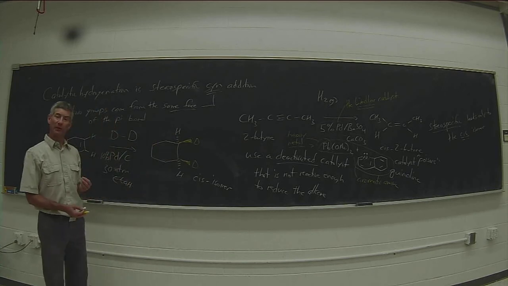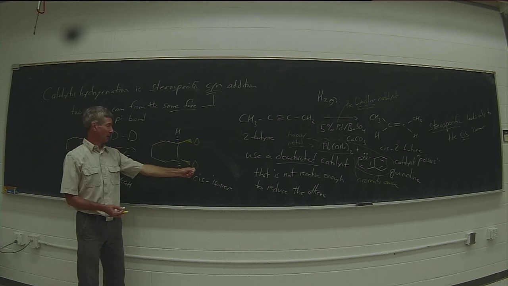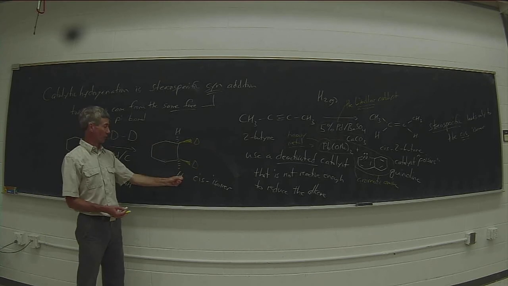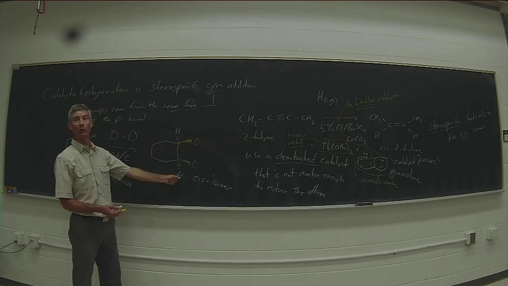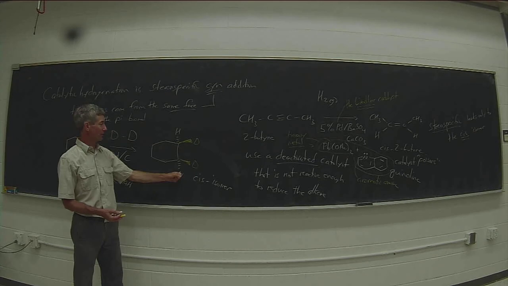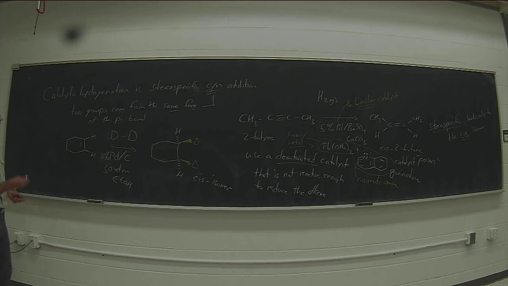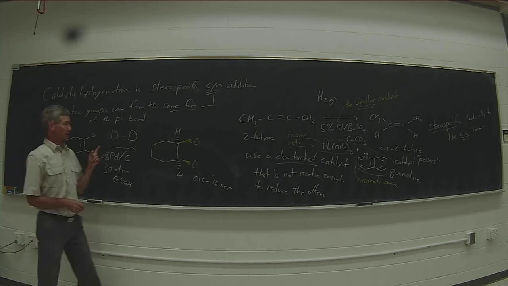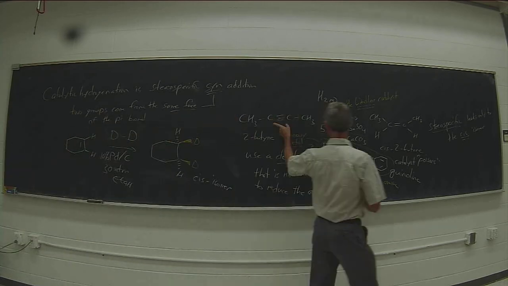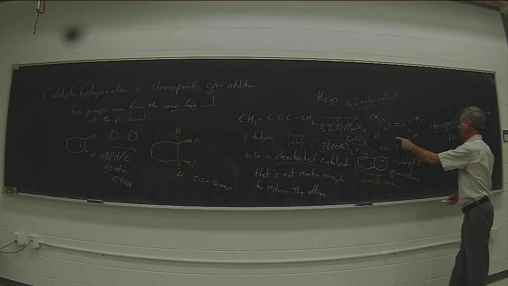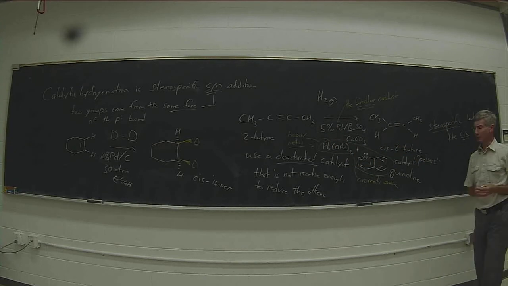It's possible to get a trans isomer from the syn addition if one of these groups were actually lower priority than the other group attached. If this were a methyl group, for example, the methyl group would take precedence and we would not have the cis isomer. But in this case, it's a syn addition yielding the cis isomer. And in this case, it's a syn addition to the alkyne yielding the cis isomer of the alkene.